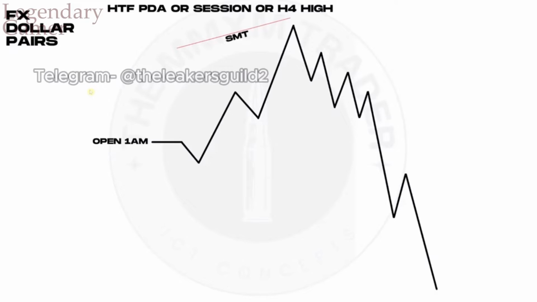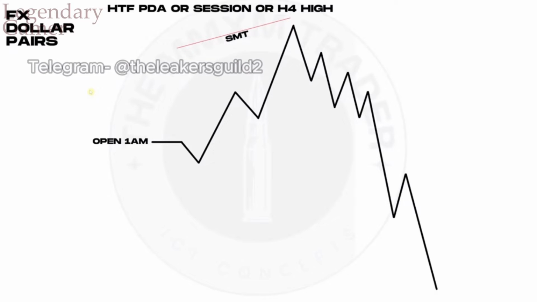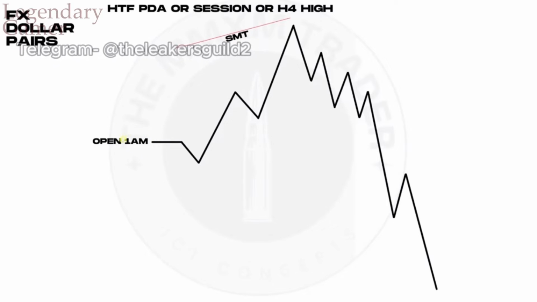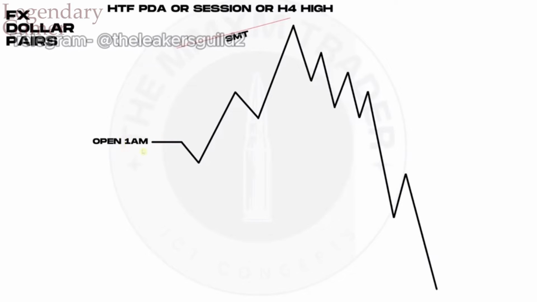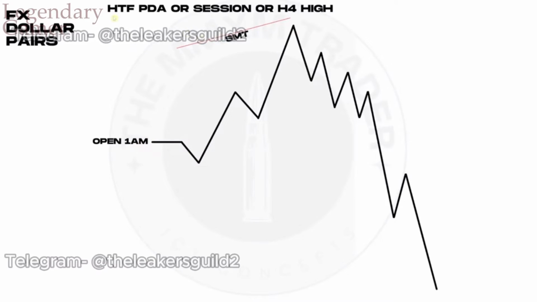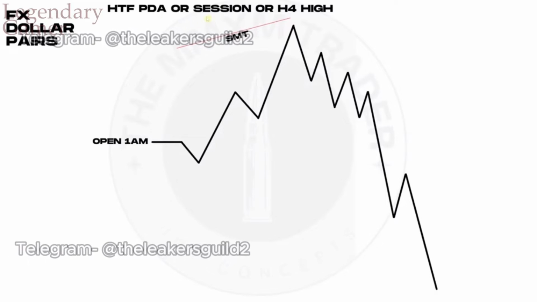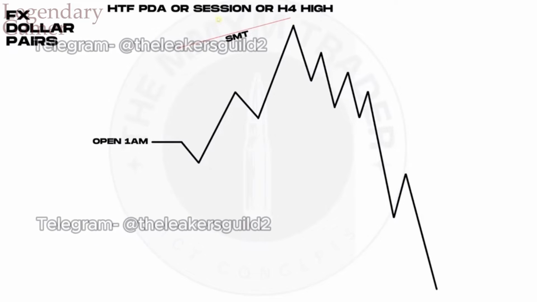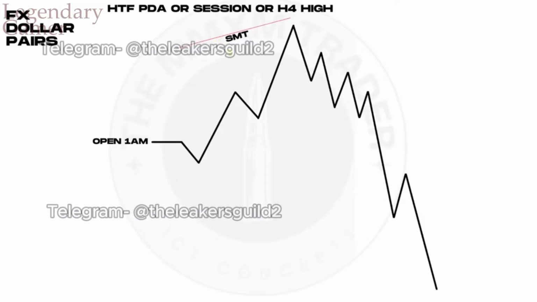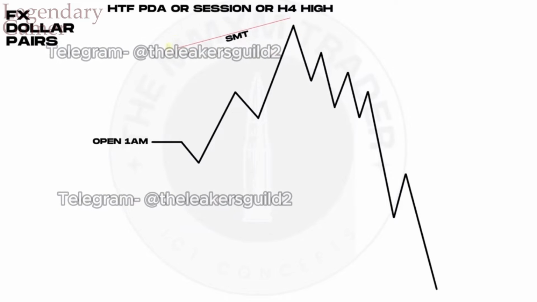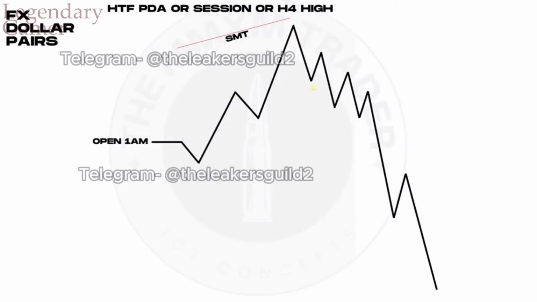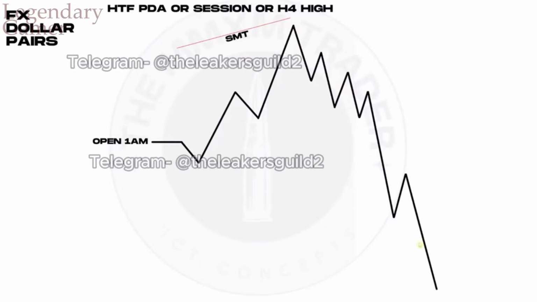So let's talk a little bit about FX dollar pairs right now. The only difference right now is the 4-hour candle's timing, right? So now we're going to be talking about the 1 a.m. candle, and this is London session's 4-hour candle, right? So we want to see London session's 4-hour candle trade up into either a higher time frame PD array or a previous session high or a previous 4-hour candle high, and this previous session high could be Asia range, for example. Now on that high we want to see SMT formed, right? High probability for smart money reversal, never sleep on SMT, and then the 4-hour distribution should happen down lower.